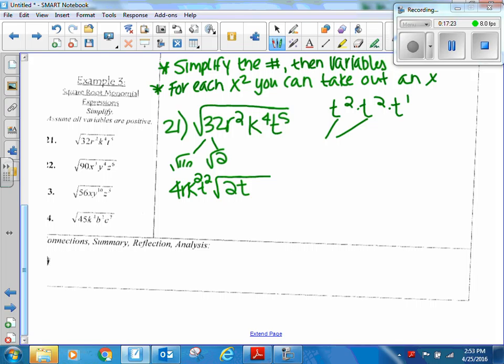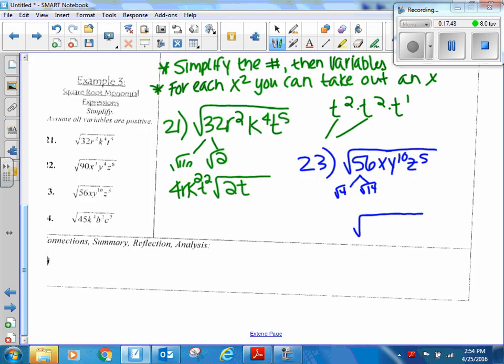All right, last one, number 23. Square root of 56 x y to the 10th z to the 5th. So I'm going to break down the square root of 56. The biggest square in 56 is actually 4. So 4 and 14. So the square root of 4, a 2 comes out. And then the 14 has to stay in. There's nothing I can do with 14. It's as simplified as it goes.